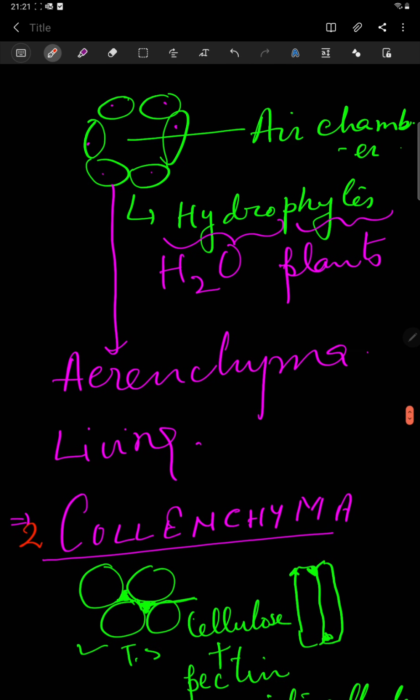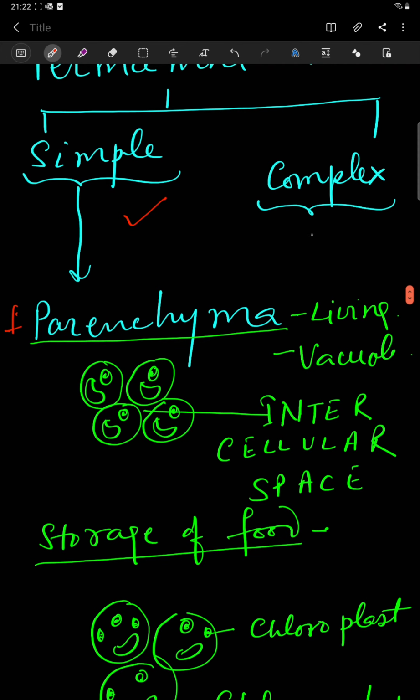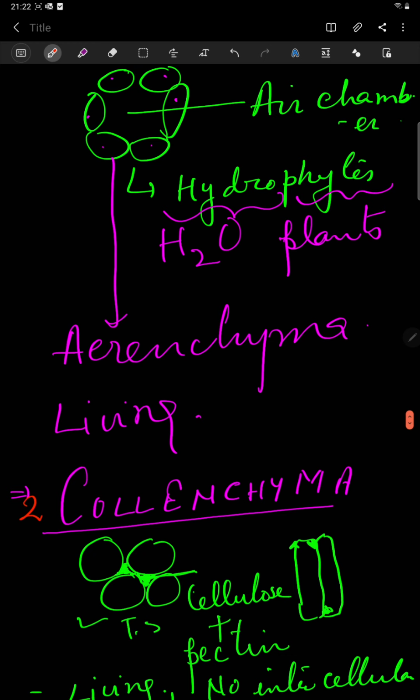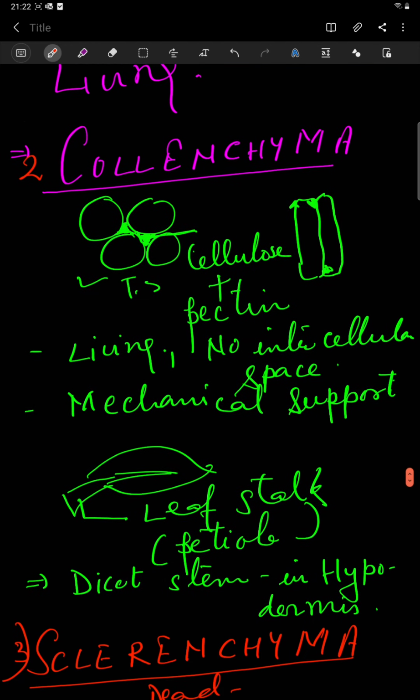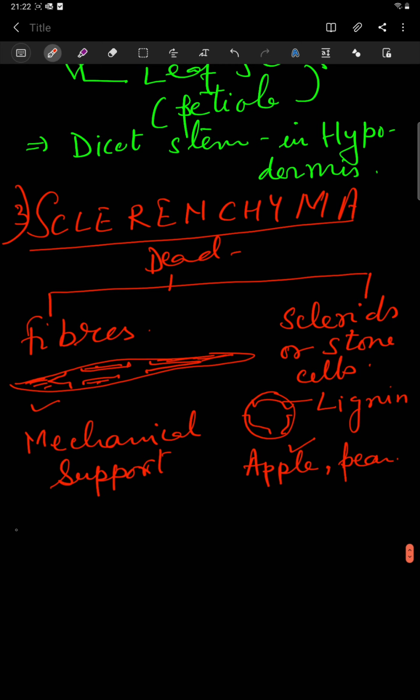Now I am going to tell you about complex tissue. Examples of complex tissue are number 1, xylem, and the second one, termed phloem. First of all, I am going to start with xylem. You know, dear students, that xylem is a kind of dead tissue.